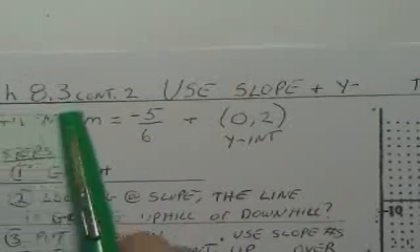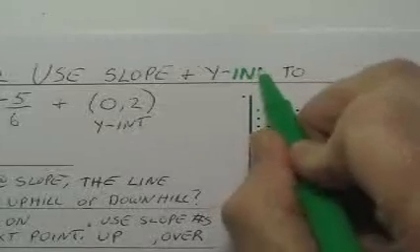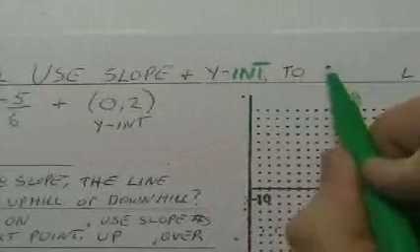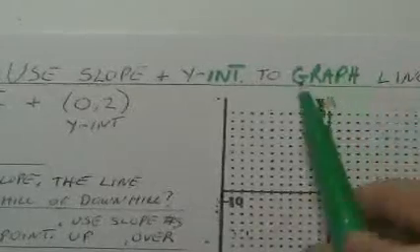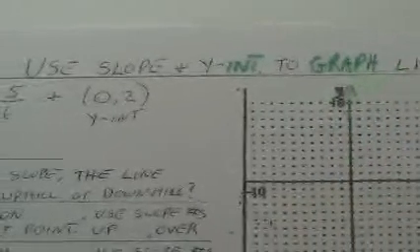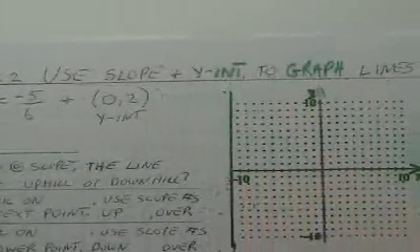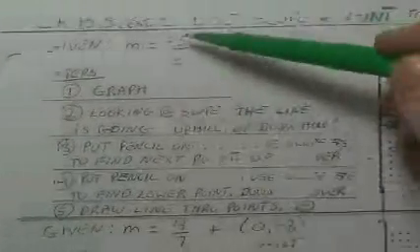Okay, we're going to continue again with Chapter 8.3. And what we're going to do is use a slope and the Y-intercept, which I'll abbreviate INT, to graph lines. So we're going to use a slope and the Y-intercept to graph lines. We're going to go through 3 examples, and for each one of these, there are 5 steps to doing that. Let's take a look at our first example.